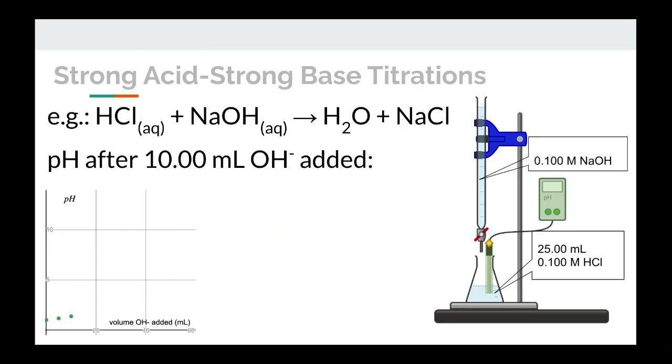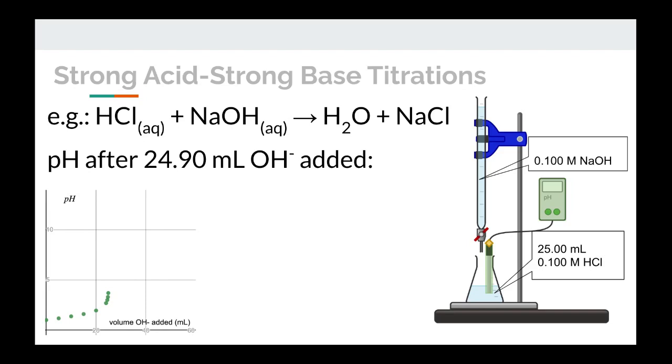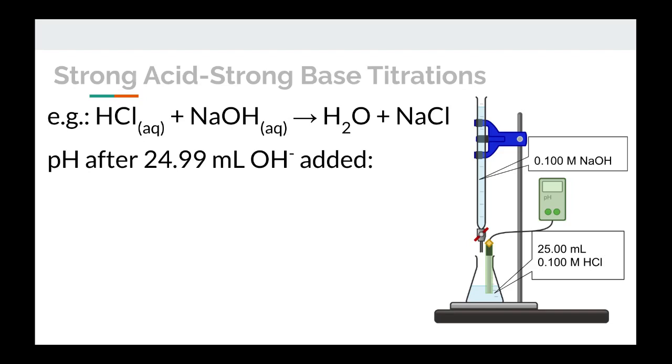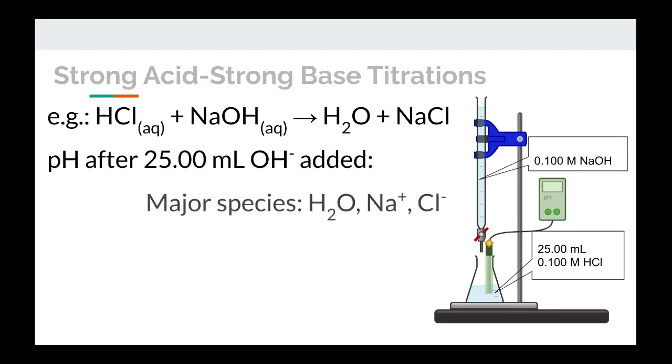This is 10 milliliters, 15, 20, 24. We're getting close to the equivalence point, so we're going to make the additional volume added a little bit smaller. 24.5, 24.75, 24.9, 24.99, and now we've reached the equivalence point at 25.0.